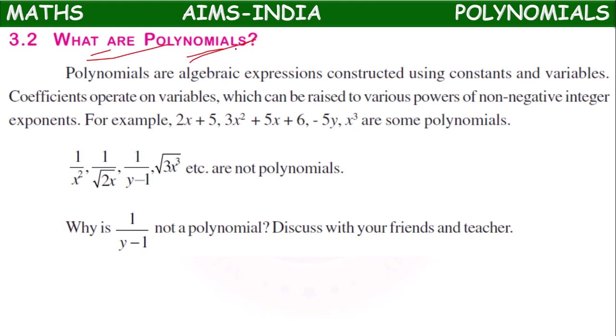If we see the definition of polynomial, polynomials are algebraic expressions constructed using constants and variables. Constants means the numbers which will never change their values in any kind of mathematical operation. They are called constants, whose value will be the same in all kinds of mathematical operations.